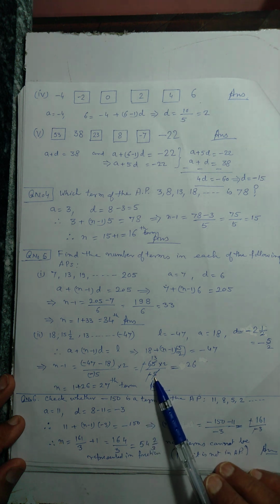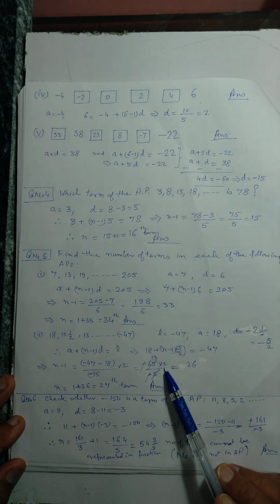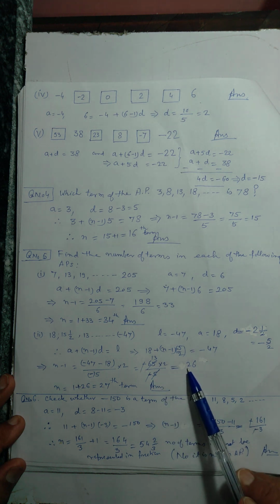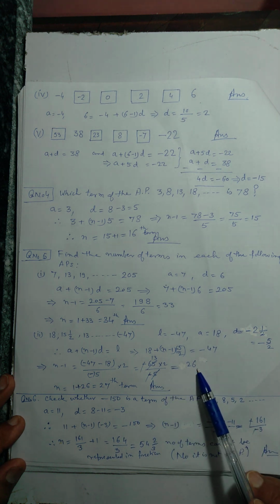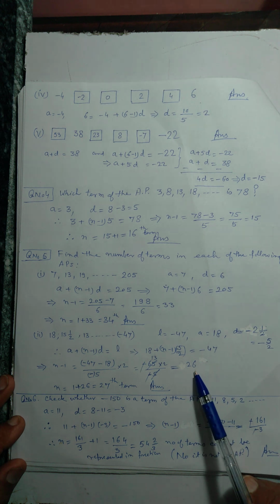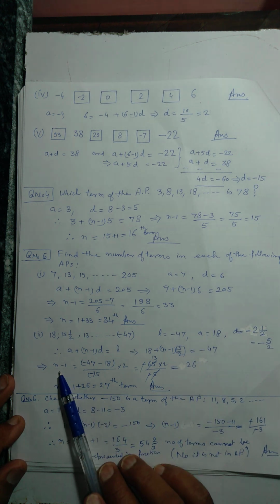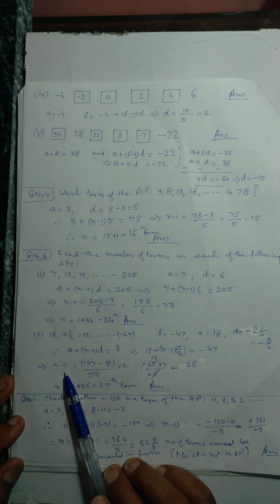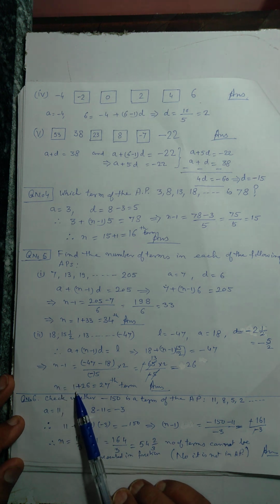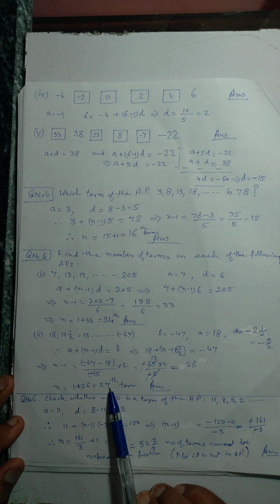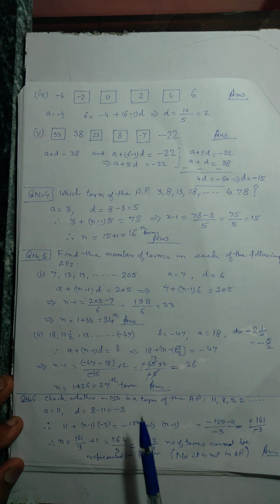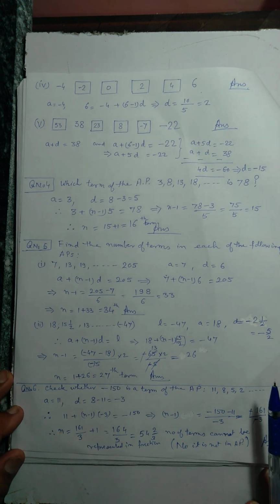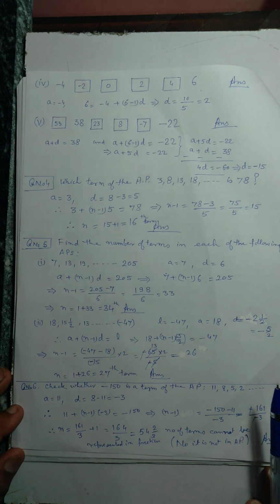So here, in place of D, I have written minus 5 and 2 will go up. So ultimately we will get 13 into 2 is 26. The 26 will be the answer. So that is 26, that is equal to n minus 1. So n will be equal to 1 plus 26, that is the 27th term. This will be the answer, 27th will be the answer.